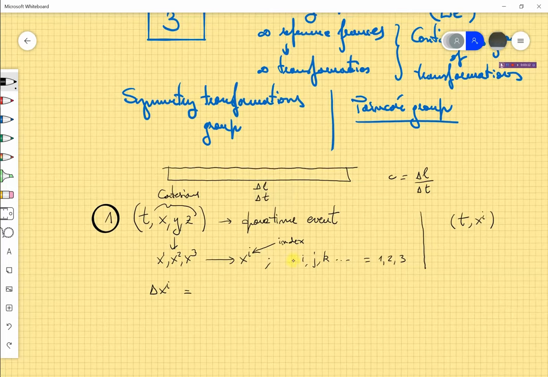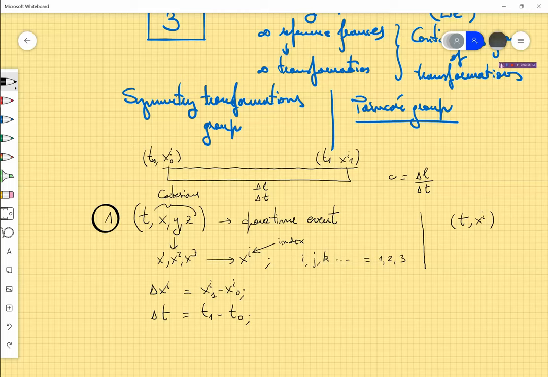At the original point xi 0 and xi 1, so final minus initial, and delta t will be the difference in the time coordinate of these two events. These events are the passage of the light ray by these points at the given times t0 and t1. So delta t is final time minus initial time.